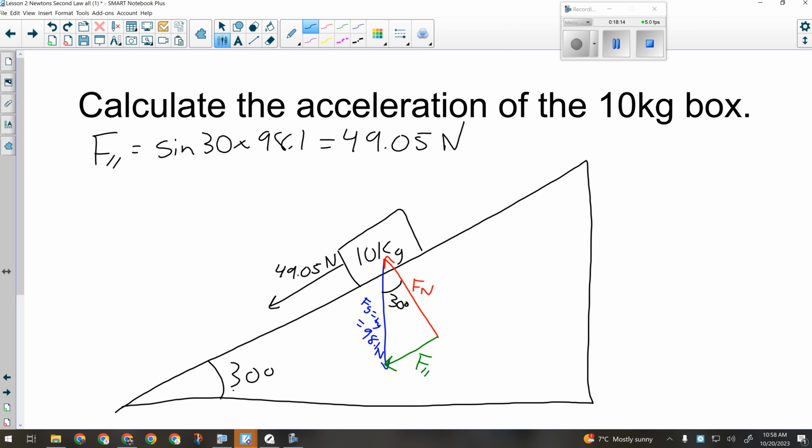Now, if this ramp weren't frictionless, where would I draw friction? Back up the ramp. Friction always opposes, right? If I was doing the vector diagram, if I drew this and then I had friction as well, I could technically do this with friction.